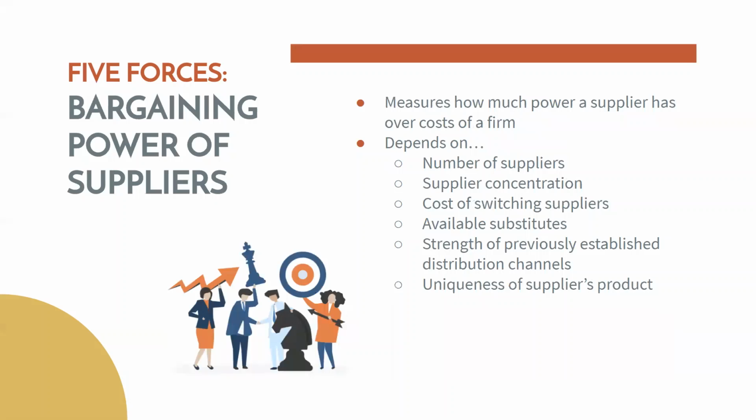Another component of Porter's is the bargaining power of suppliers, which measures how much power a supplier has over costs of a firm. This bargaining power depends on the number of suppliers, supplier concentration, the cost of switching suppliers, availability of substitutes, strength of previously established distribution channels, and the uniqueness of a supplier's product. The bargaining power that a supplier has can significantly lower an industry's overall profitability. For example, producers of certain computer chips have more bargaining power than corn farmers because the product that they're supplying is very unique and not easily replaced.